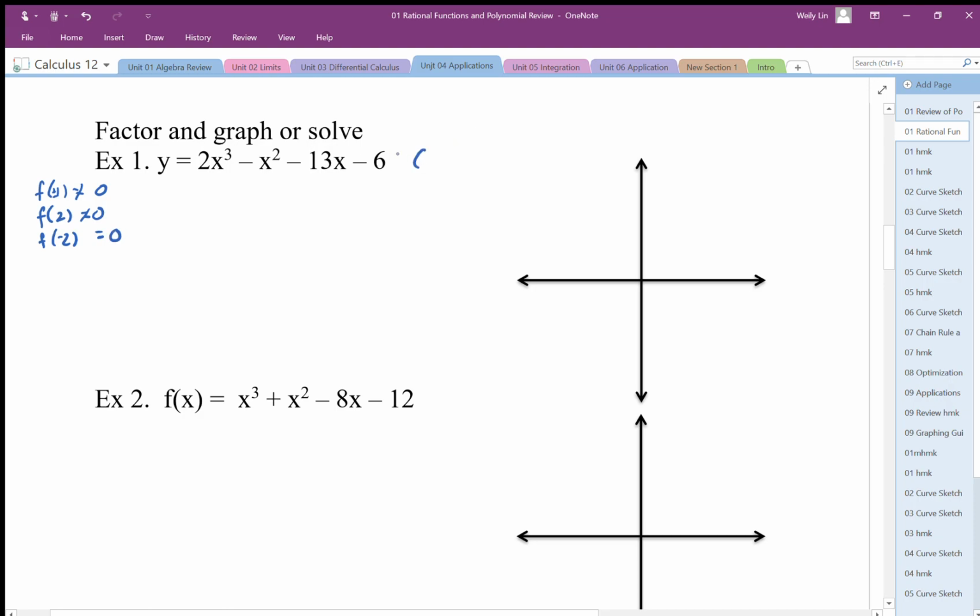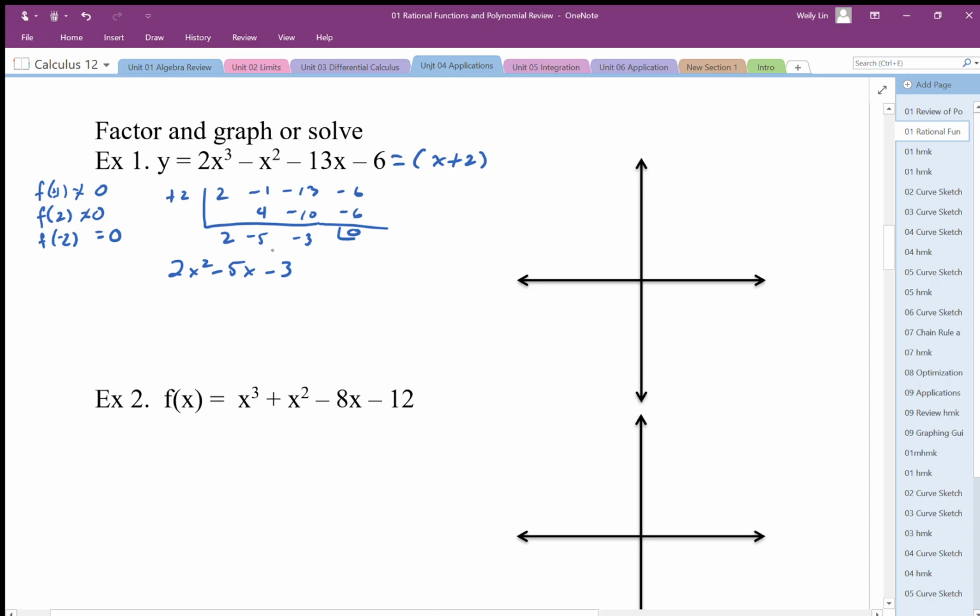So we know that that's going to be x plus 2. We're going to break this down using synthetic division. I'm going to go plus 2, 2, negative 1, negative 13, negative 6. I use the plus form, the factor form, so I'm going to subtract. So multiply, subtract, multiply, subtract, multiply, subtract. Our other factor here is going to be 2x squared minus 5x minus 3.